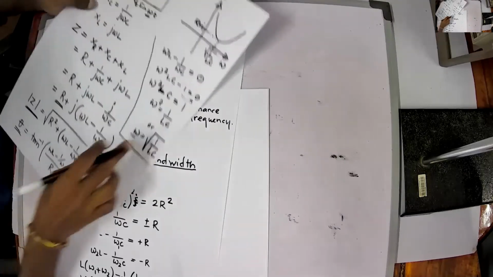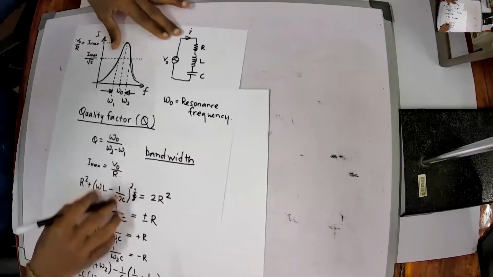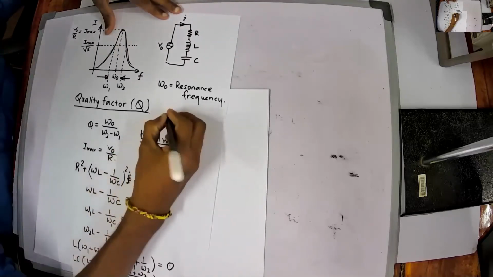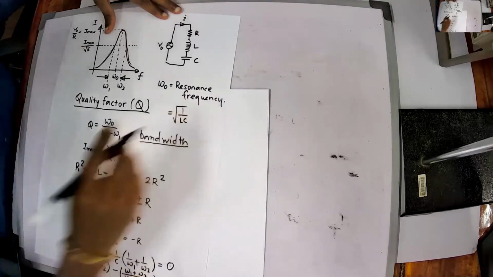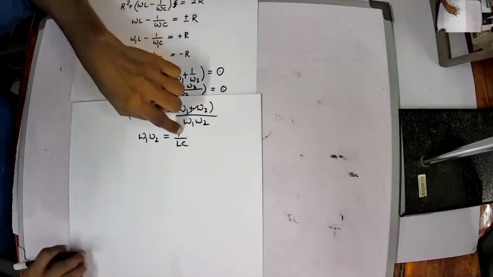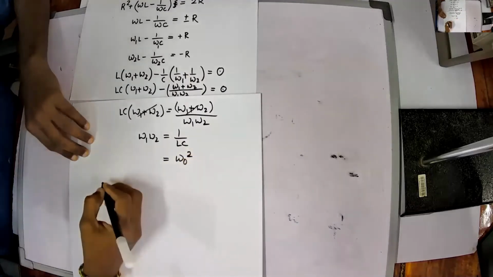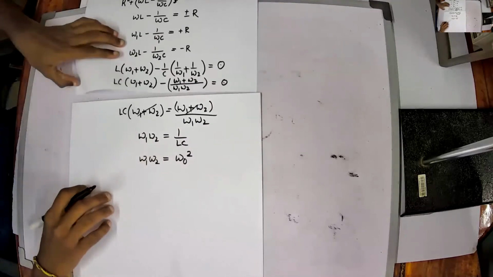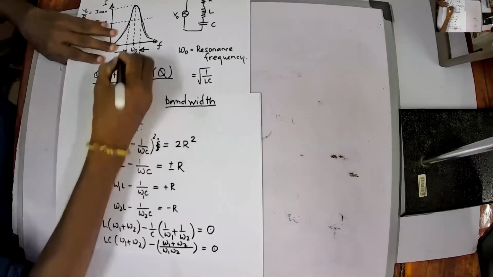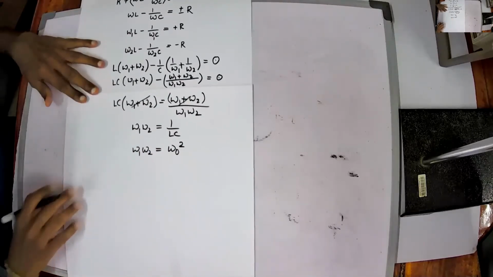What we had is omega squared equals 1 over LC, which means omega naught equals 1 over root LC, right? So now what I have here is 1 over LC, so I can write it as omega naught squared. So omega 1 times omega 2 is equal to omega naught squared. That means the multiplication of these two frequencies is equal to omega naught squared.